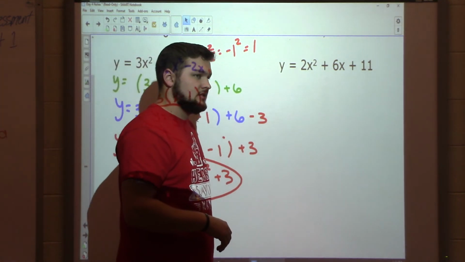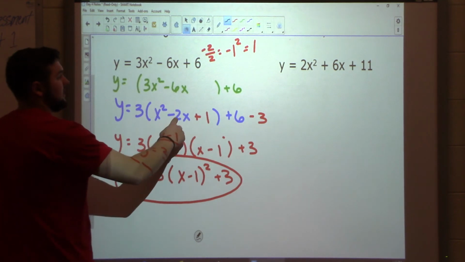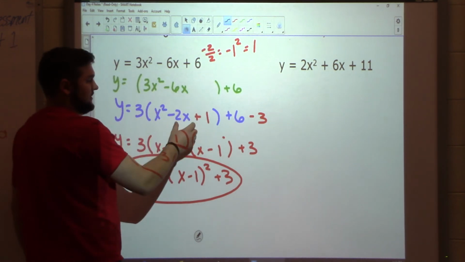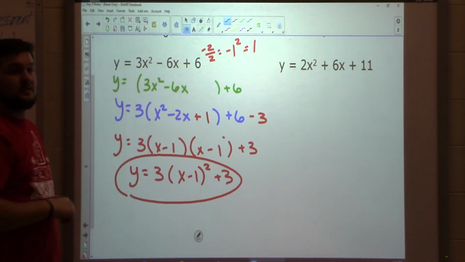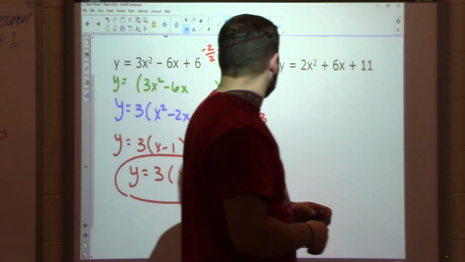Yes, Ange? Where did you get the 1 again from up there? Remember, it's negative 2 divided by 2. Take your b term, divide by 2, and then square it. Oh, okay. Wait, why is it negative? Well, it's negative 2.